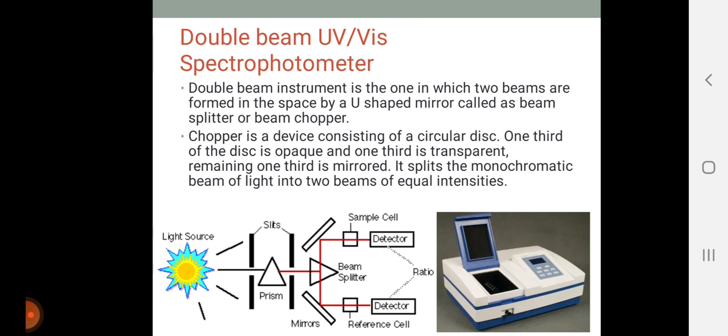Double beam UV-visible spectrometer. A double beam instrument is one in which two beams are formed in space by a U-shaped mirror called a beam splitter or beam chopper. The chopper is a device consisting of a circular disc. One third of the disc is opaque and one third is transparent. The remaining one third is mirrored. It splits the monochromatic beam of light into two beams of equal intensities.